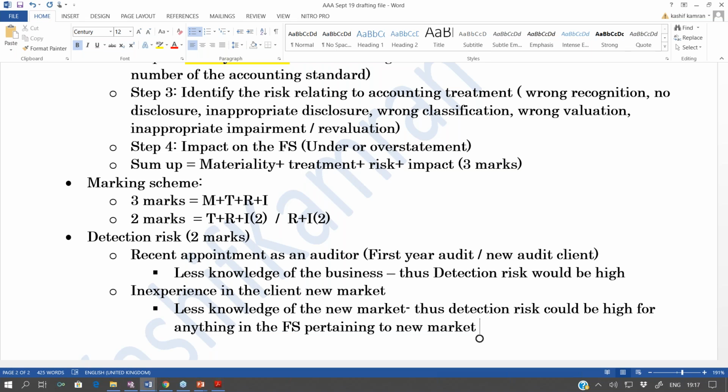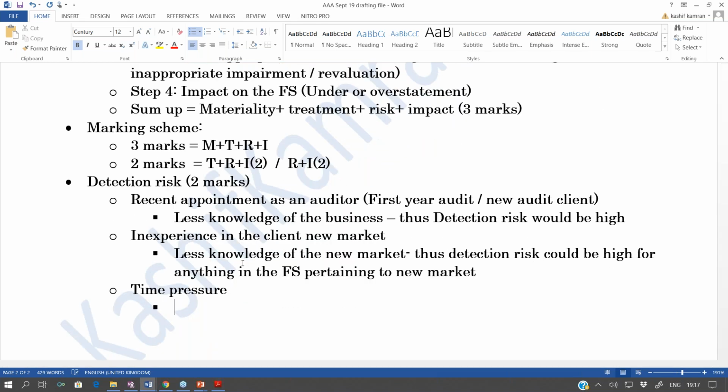And the last example given by the examiner, time pressure. Do you all believe when there is a time pressure, there might be a panic? There might be auditor overlooking material misstatements because there is a time pressure. So when the auditor is in a panic and overlooking things, is the detection risk higher?